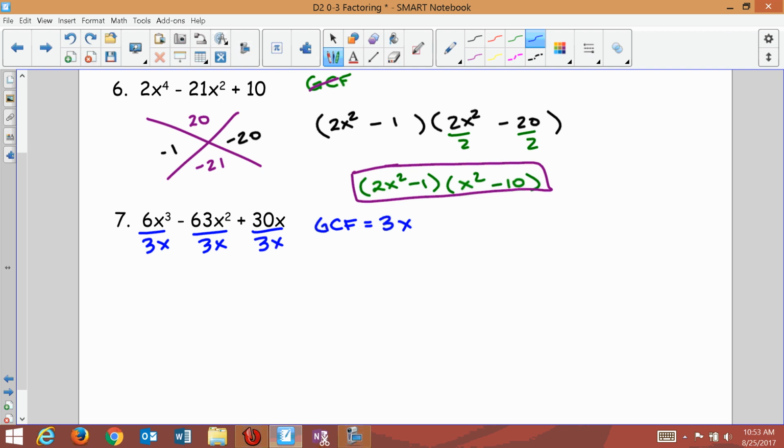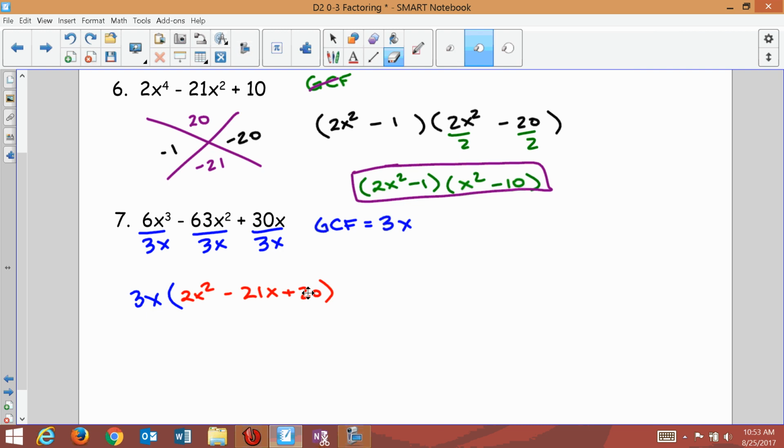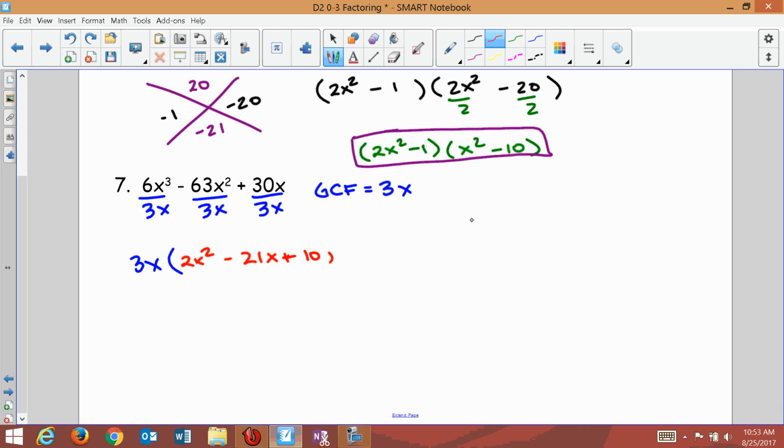Now remember that I can't just make that 3x disappear. So I'm just going to put it in front and put the rest in a parenthesis. So what am I left with? I'm left with, well, 6x cubed divided by 3x is 2x squared. And then over here, minus 21x plus 20. I'm sorry, I put 20. I can't do math. 30 divided by 3 is 10. There we go.